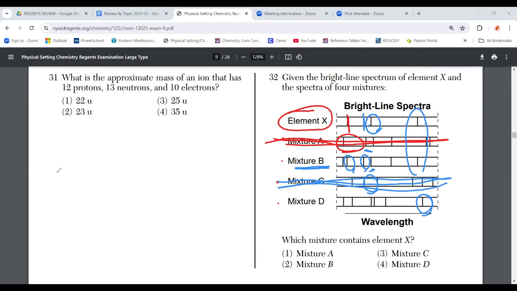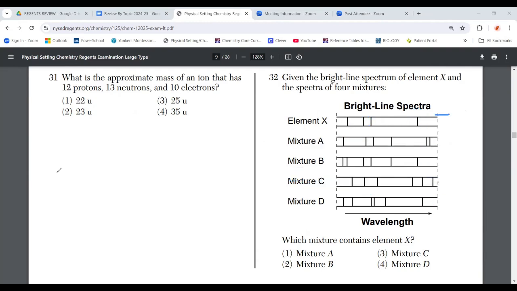Like it's very specific. So if these lines, I'm going to erase for a sec. If these lines are not exactly represented in the diagram you are looking at, or if even one of them is missing, it is not in that mixture. For this element to be present, its whole spectra has to be there. So it is also very fussy. You have to hold a piece of paper to it and make sure that it really lines up. This is another good reason to bring a ruler with you to the Regents.